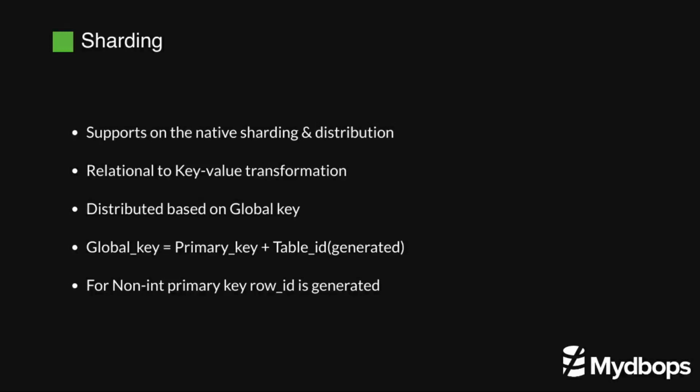For example, if a table has roll number as a primary key, that primary key is taken by TiDB and combined with the generated table ID, and forms a global key. For tables without an integer primary key, like varchar or string values, TiDB itself generates a row ID. Combining that row ID with the generated table ID, it forms a global key, and based on that, data is distributed among the TiKV nodes.